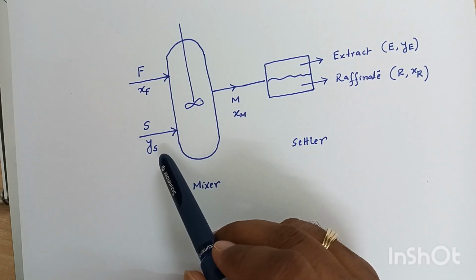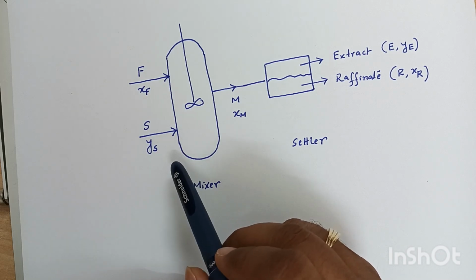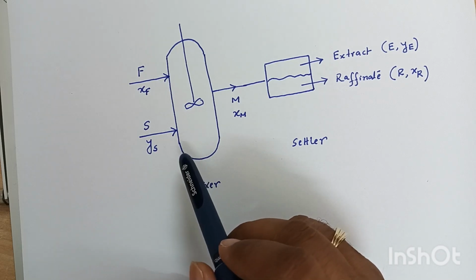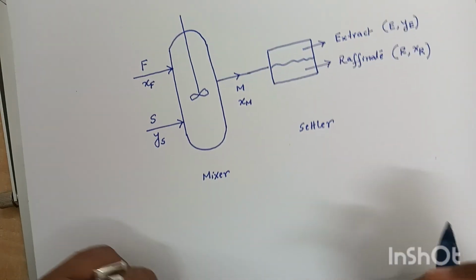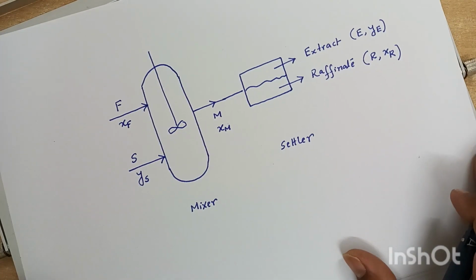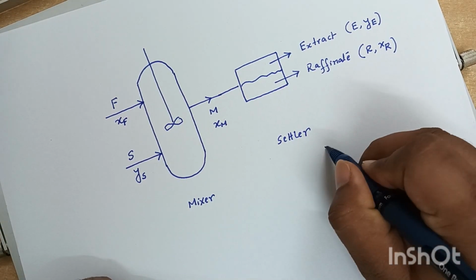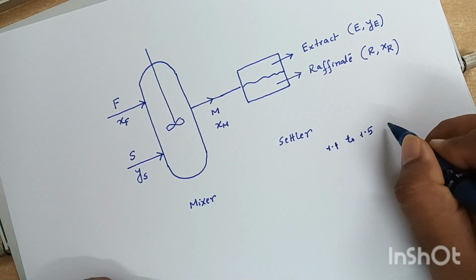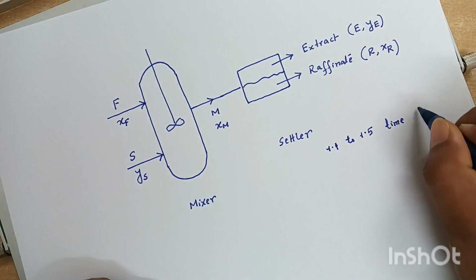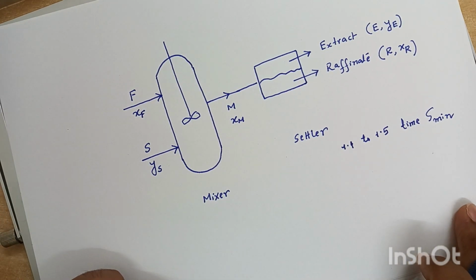And for that reason, the minimum solvent flow rate should be known because the actual solvent flow rate should be above the minimum solvent flow rate. And the thumb rule suggests that the value of the operational solvent flow rate or optimum solvent flow rate is roughly 1.1 to 1.5 times the minimum. Okay, now first let us see how to find out the minimum solvent flow rate.